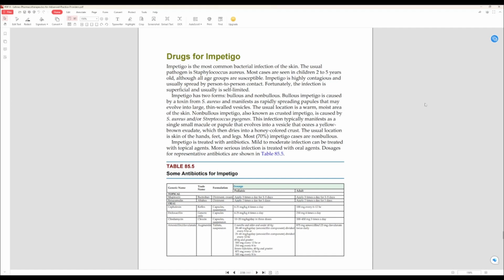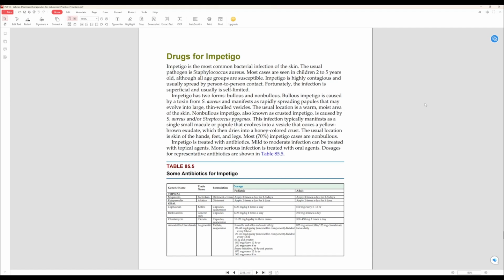Impetigo has 2 forms, bullous and non-bullous. Bullous impetigo is caused by a toxin from S. aureus and manifests as rapidly spreading papules that may evolve into large, thin-walled vesicles. The usual location is a warm, moist area of the skin.